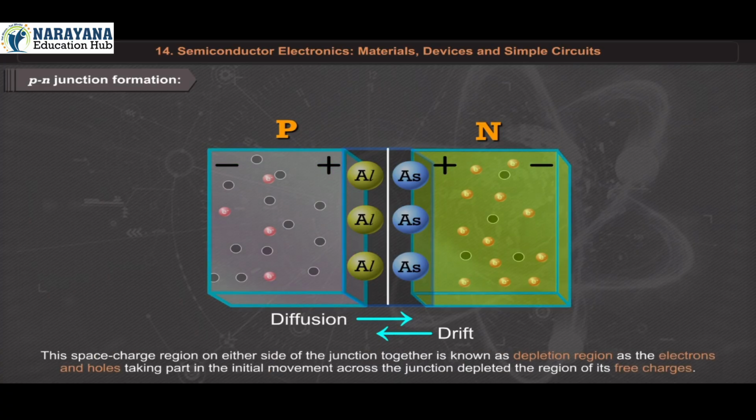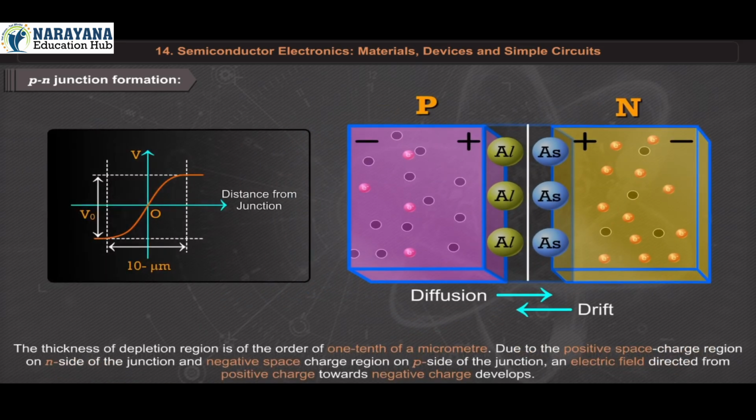This space charge region on either side of the junction together is known as the depletion region, as the electrons and holes taking part in the initial movement across the junction depleted the region of its free charges. The thickness of the depletion region is of the order of 1/10 of a micrometer.